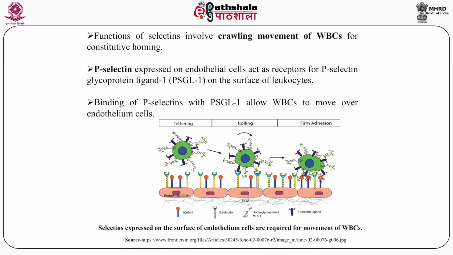Functions of selectins involve the crawling movement of WBCs for constitutive homing. This is shown in this figure, where the P-selectin expressed on endothelial cells acts as a receptor for P-selectin glycoprotein ligand 1 on the surface of leukocytes. Binding of P-selectin with PSGL1 allows WBCs to move over the endothelial cells. Selectins expressed on the surface of endothelial cells are required for the movement of WBCs, and this figure clearly shows this pattern.